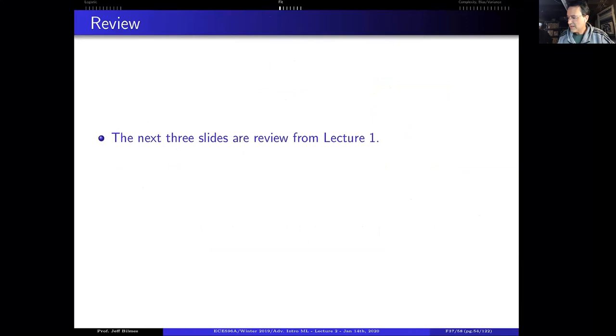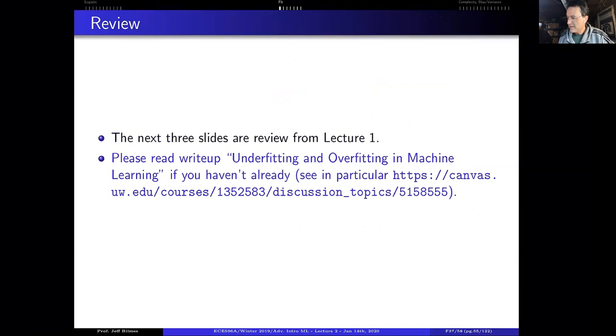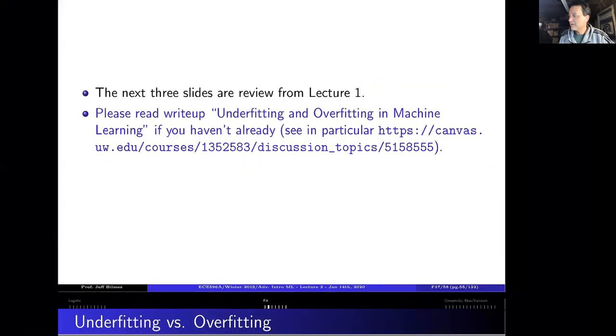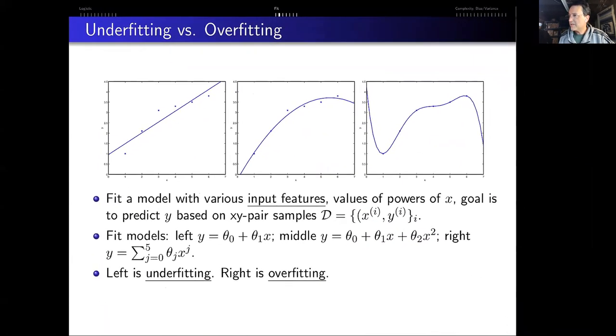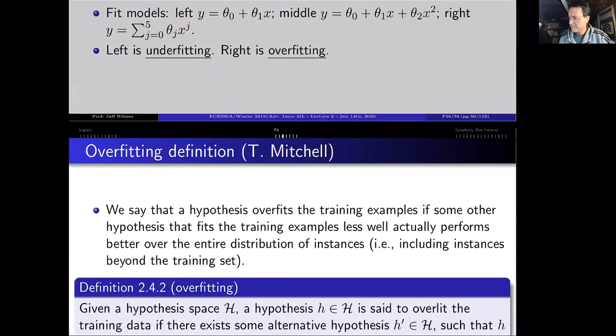Okay, so let's move on to the next slide. The next 3 slides are from a review from lecture 1 again, and they're based on underfitting and overfitting in machine learning. This is the write-up that I did last week. So we saw this curve here. This is a review not only from lecture 1, but actually a review from our review. So I'm not going to go through this again.